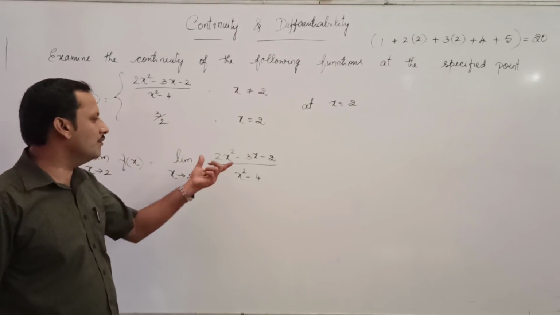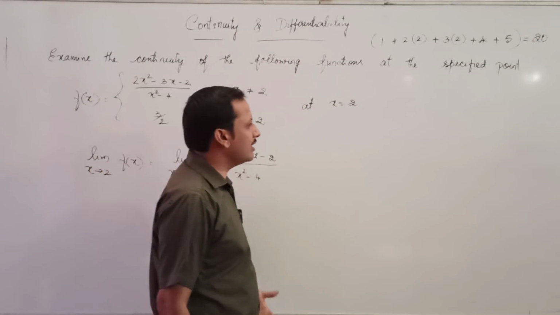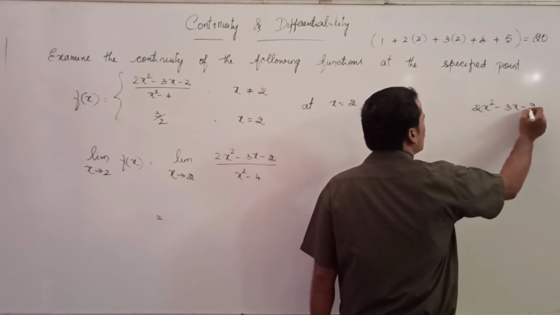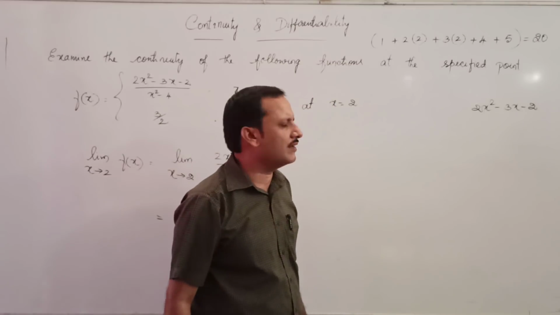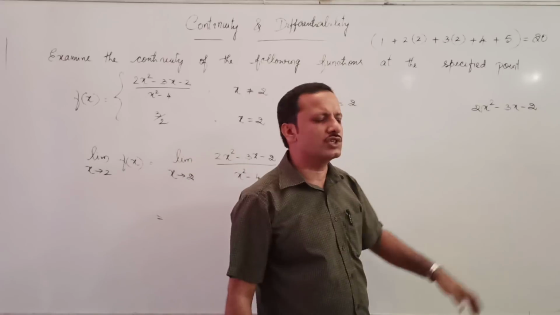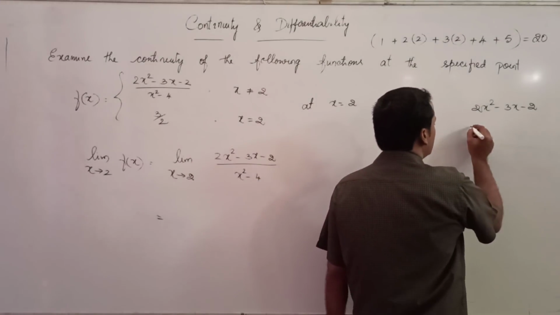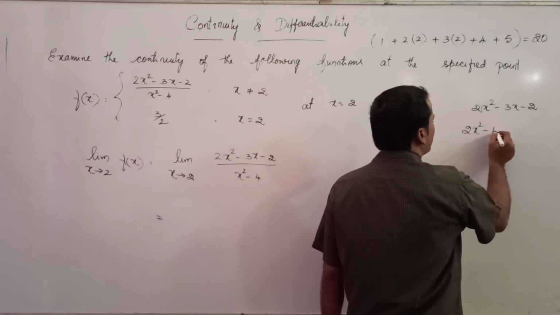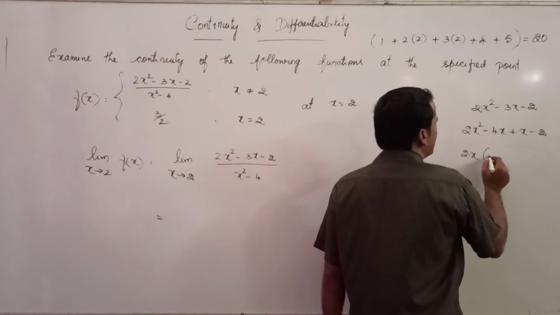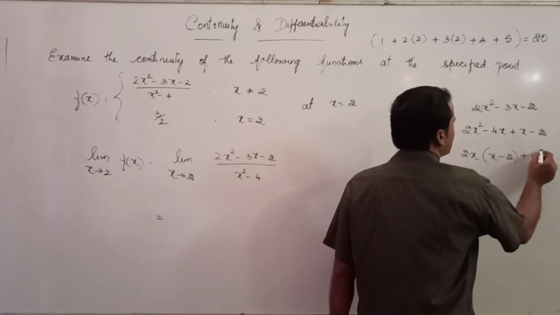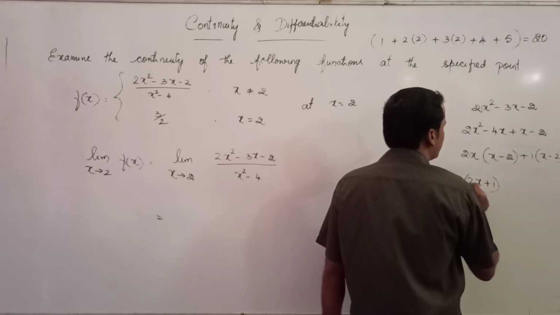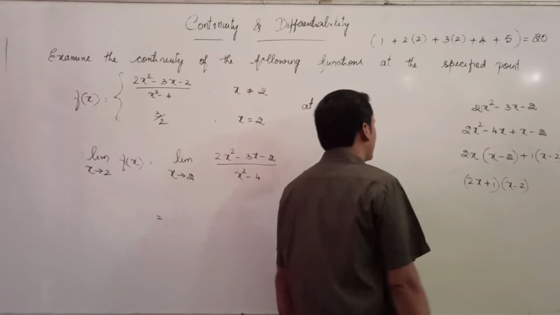So now what do we do? We will factorize the numerator, 2x² − 3x − 2. Let us factorize this quadratic. When we multiply, we should get −4x², and when we add, we should get −3x. So I will write 2x² − 4x + x − 2. So 2x into (x − 2) plus 1 into (x − 2), which gives (2x + 1)(x − 2).